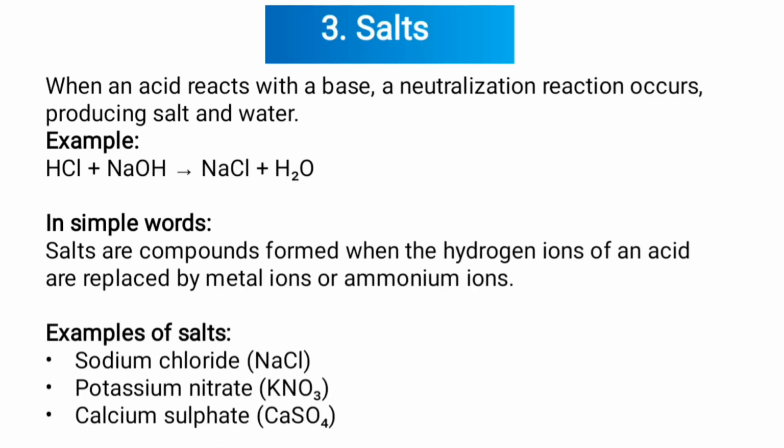and salts. My dear student, when an acid reacts with a base, a neutralization reaction occurs producing salt and water. Example: HCl plus NaOH gives NaCl plus H2O. In simple words, salts are compounds formed when the hydrogen ions of an acid are replaced by metal ions or ammonium ions. Examples of salts: sodium chloride NaCl, potassium nitrate KNO3, calcium sulfate CaSO4.